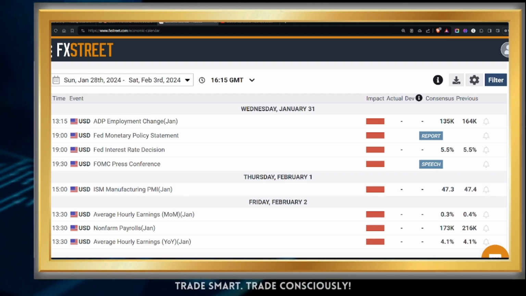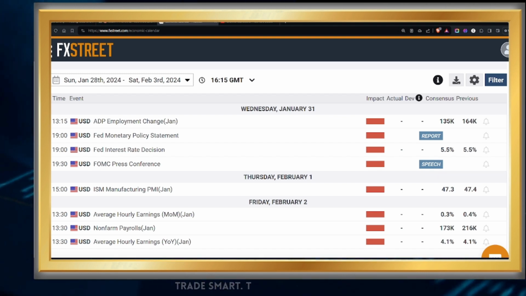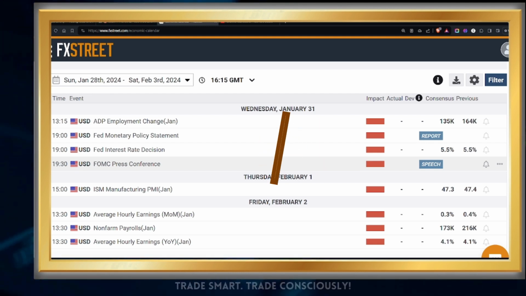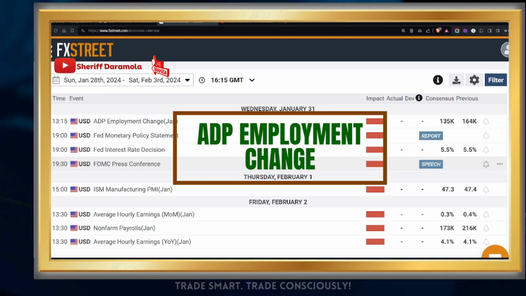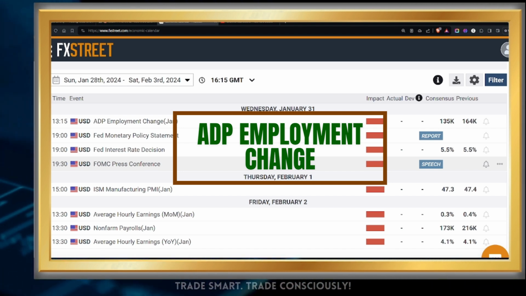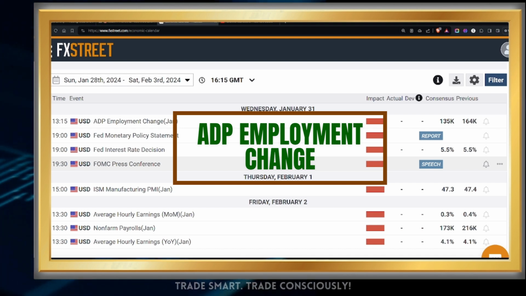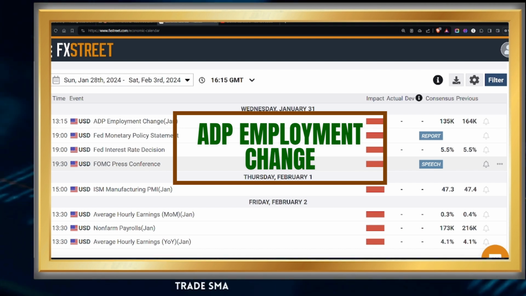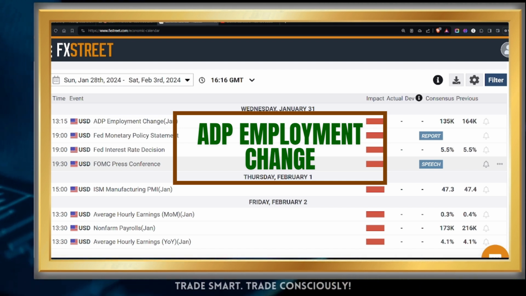And the first one on the list here is coming in on Wednesday, January 31st, and that is the ADP employment change, which is a monthly economic report that provides an estimate of the change in non-farm private employment in the United States. And of course, it is known that positive ADP figures indicate job growth, often boost market sentiment as they suggest a healthier labor market.